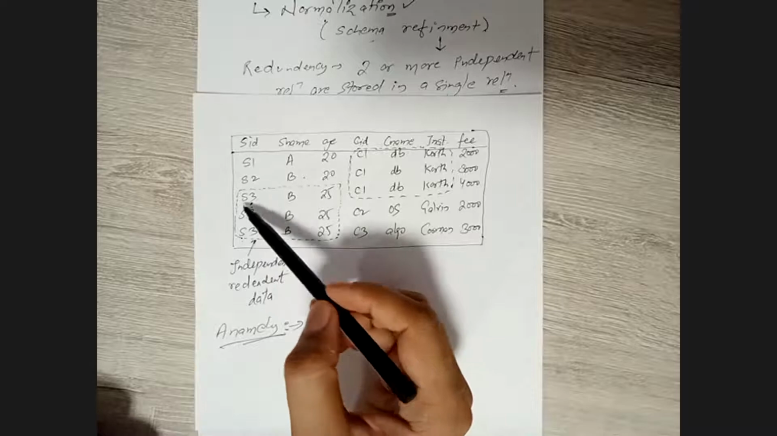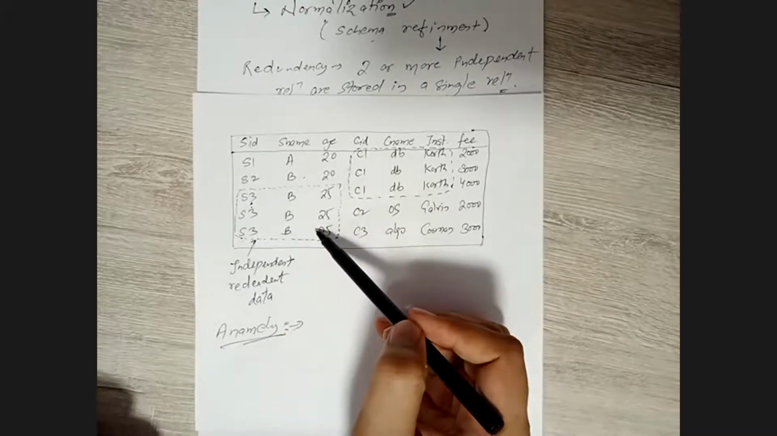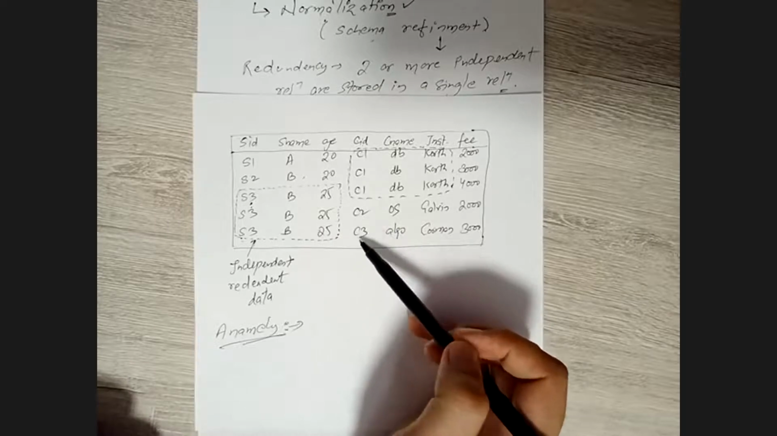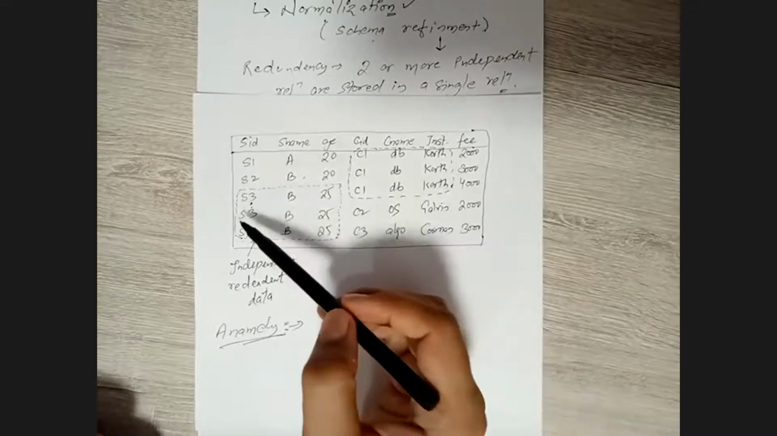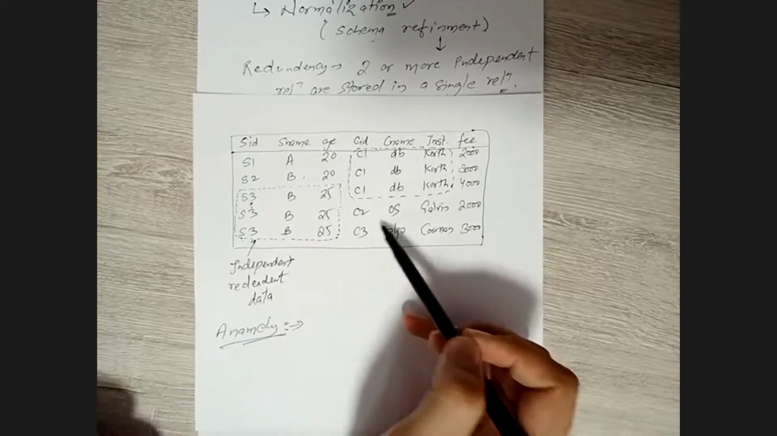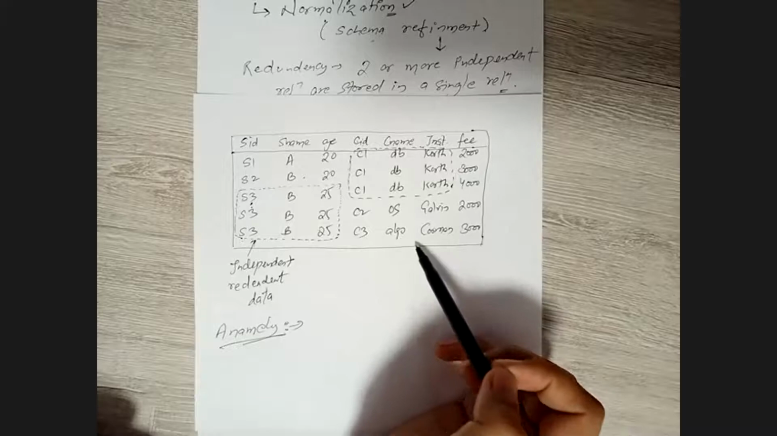So what will happen? Corresponding to this row S3, we will be deleting the data of C1, C2, C3 as well. These data will also be deleted forcefully with the deletion of S3. We want to delete S3 only, not the courses, instructor, and fee. In that case, definitely these things will also be deleted.